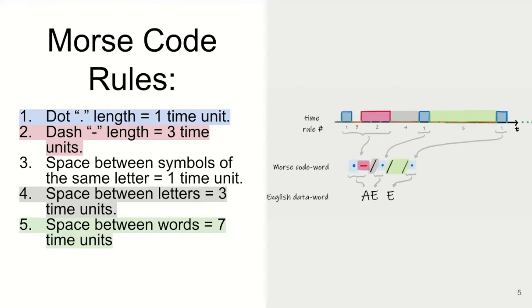Once the signal is converted into a Morse based code word, using the rules that I just mentioned to you, what we can do is we can essentially look up the corresponding English data words and then decode the original signal.